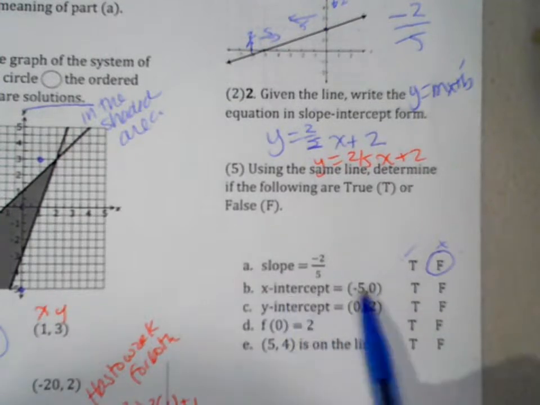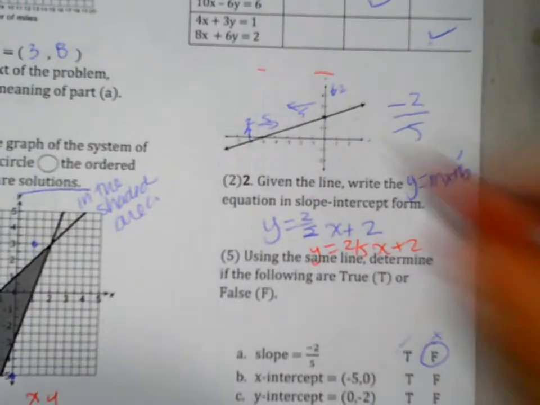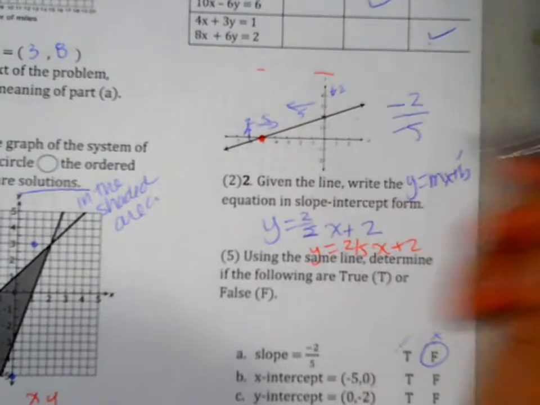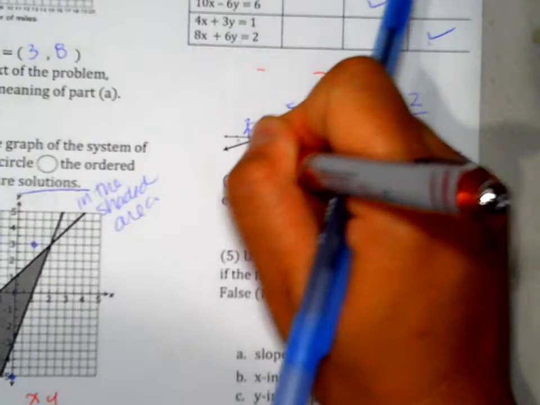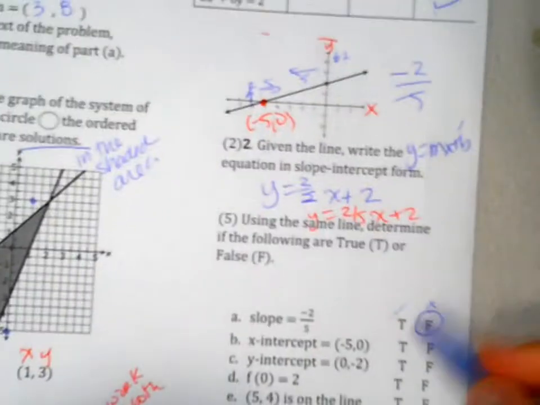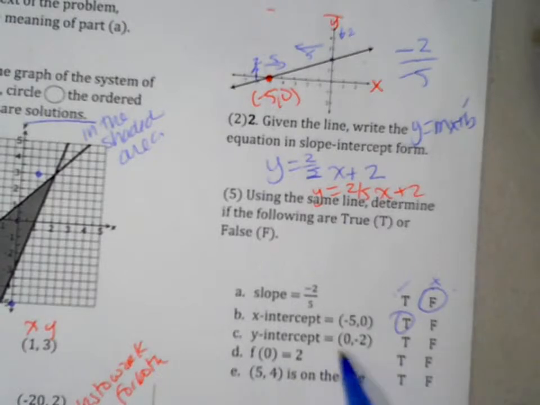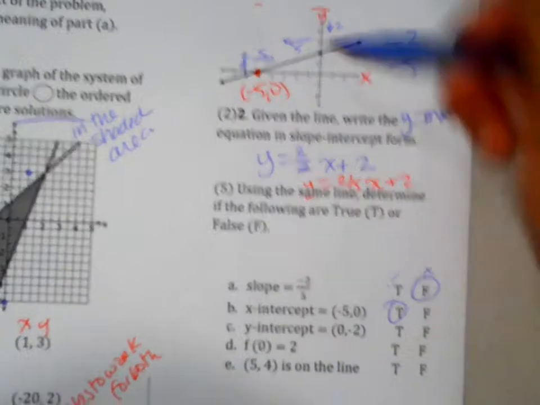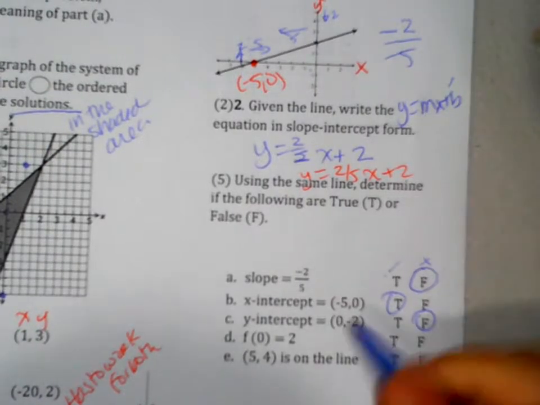Is the x-intercept at -5, 0? Well, I don't know. Why don't we just look at the graph? Here's your graph. There's your x-intercept. There's the x-axis. Remember, here's x, here's y, and that's at -5, 0. Yeah, that works. All right. Is your y-intercept at 0, -2? 0, -2 is right here. My y-intercept is not there.